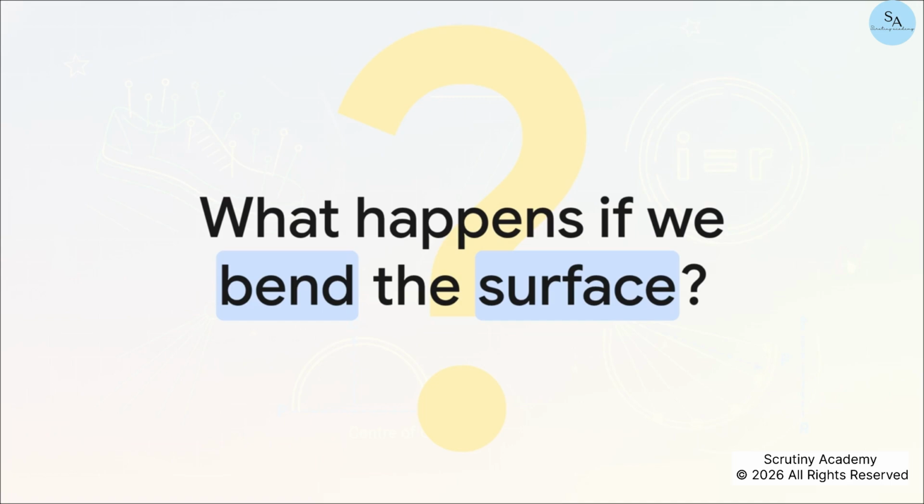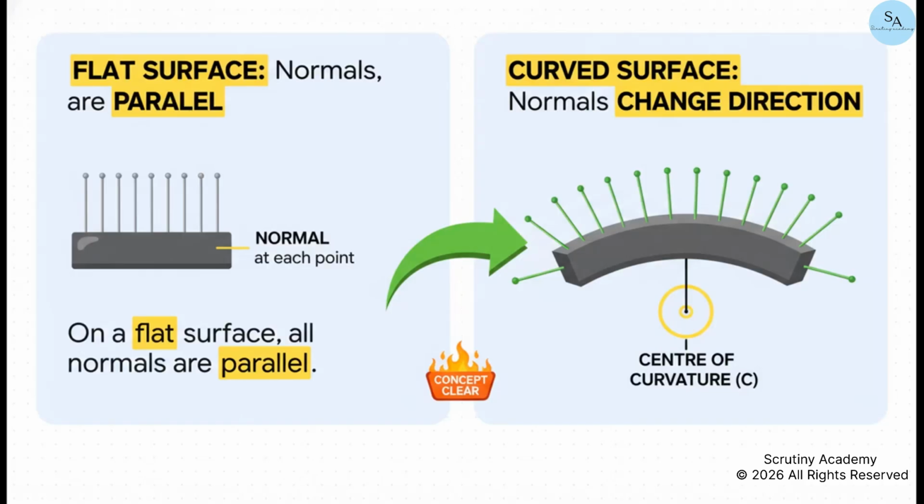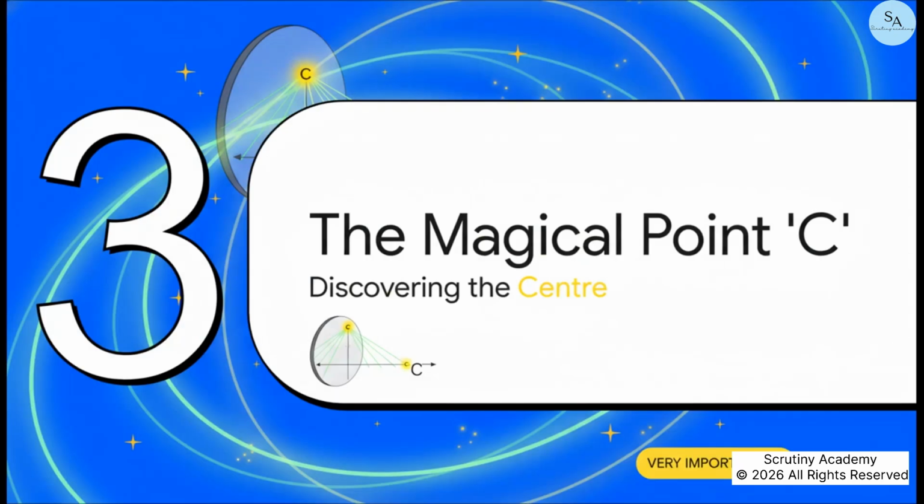What's your guess? No way, they won't. The moment you bend the foam, the surface under each pin changes its angle. And since each pin has to stay at 90 degrees to the surface right below it, they all start changing direction too. All of a sudden, our neat parallel lines are pointing all over the place. And this is where the magic happens. This simple act of bending the surface reveals a very special, almost magical point that is literally the key to understanding everything about curved mirrors.